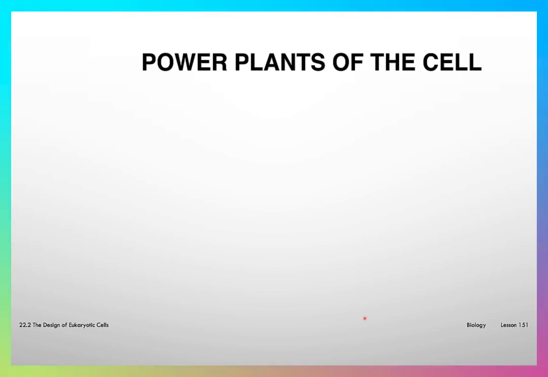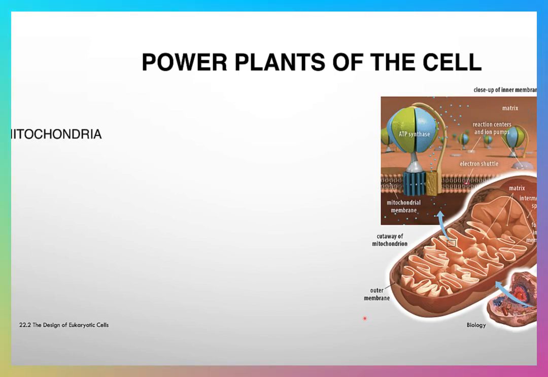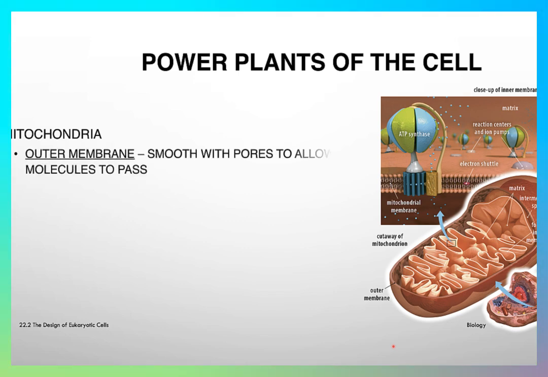We're going to start the second part by talking about various organelles within the cell. And the first of these is called the power plant of the cell. And this is known as the mitochondrion. And the mitochondrion, pictured over here, is a specialized organ that produces energy for the cell and for the cell functions.